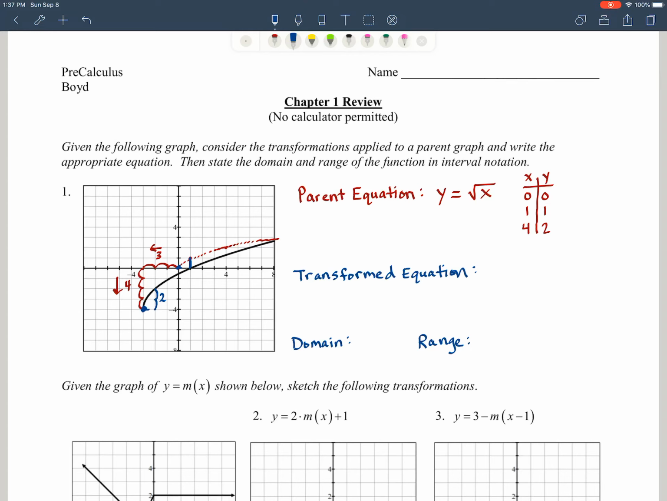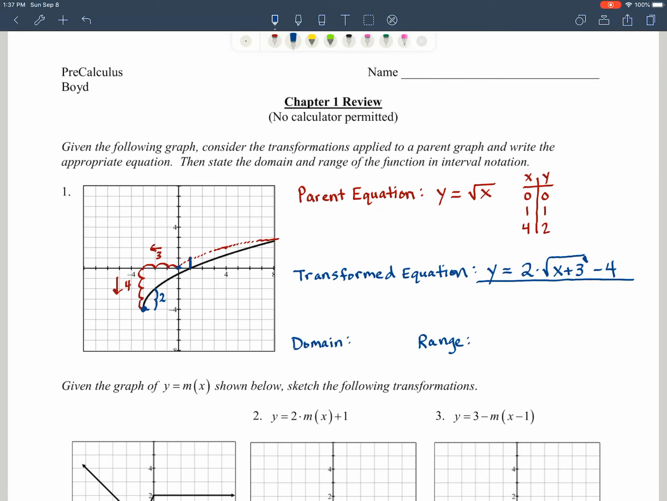So as we're trying to rebuild the equation here, we'd have y is equal to, well, since it's been stretched 2 units, we'd have a 2 times our square root. And since we've gone back to the left 3, we're going to add 3 inside the square root. And then afterward, we've moved down 4, so we're going to say minus 4. So our transformed equation should be y is equal to 2 times the square root of the quantity x plus 3, minus 4.